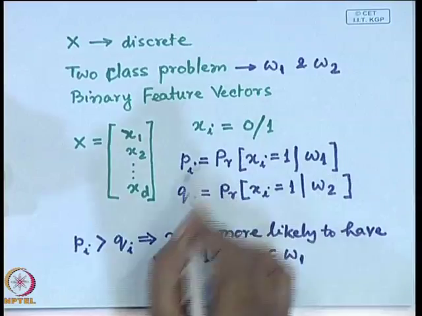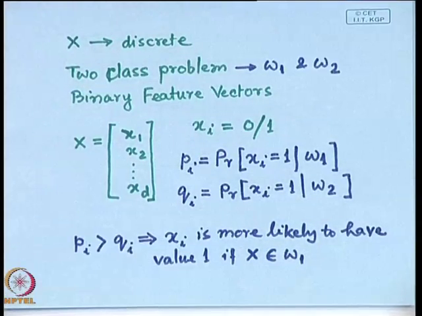Okay. And if it is taken from class omega 2, then it is less frequent that the ith component x i will have a value equal to 1. Is that okay? So, when I have this kind of situation, now let us see what are the cases in which this kind of feature vectors are more useful.